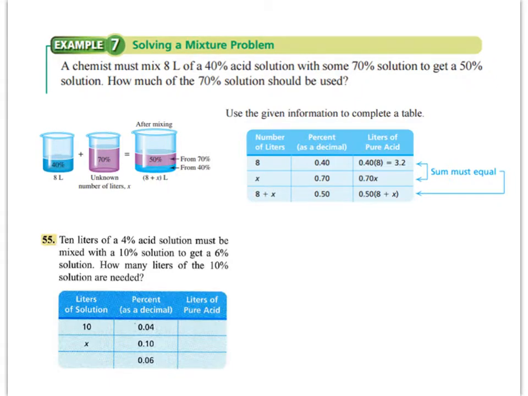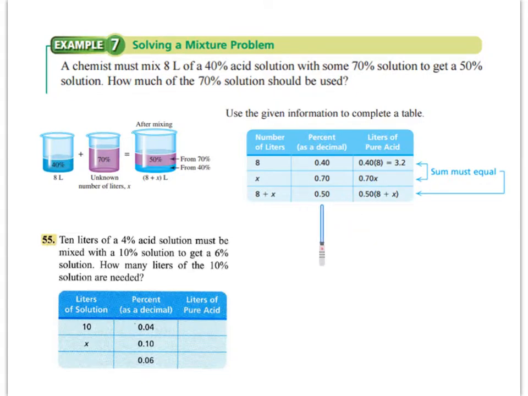So what we have is really the strengths of the different solutions. We've got the 40% strong. We know that that's 8 liters, so really that's 3.2 liters of pure acid. And that's important. We don't know how many liters of the 70%, so x times the 0.7. Again, we don't have a number there, but we have an expression that we can use.